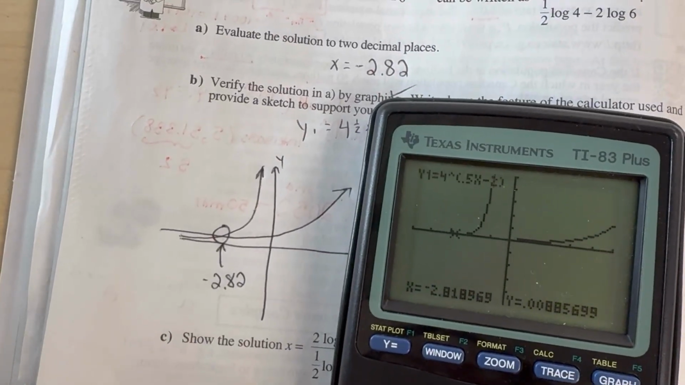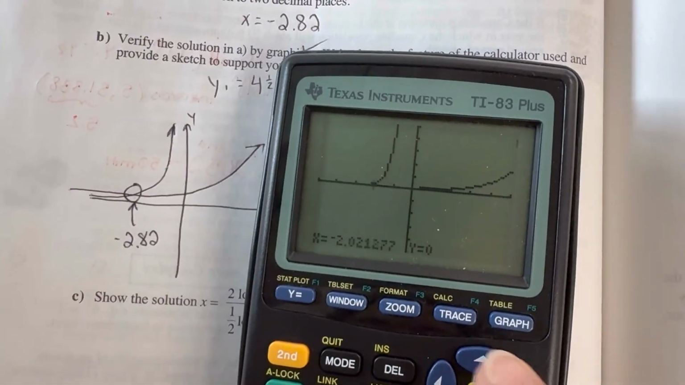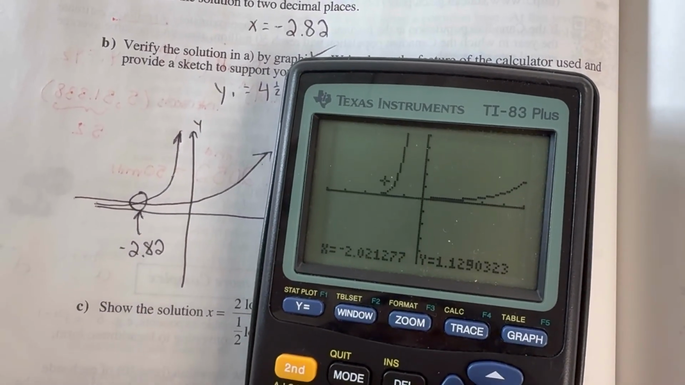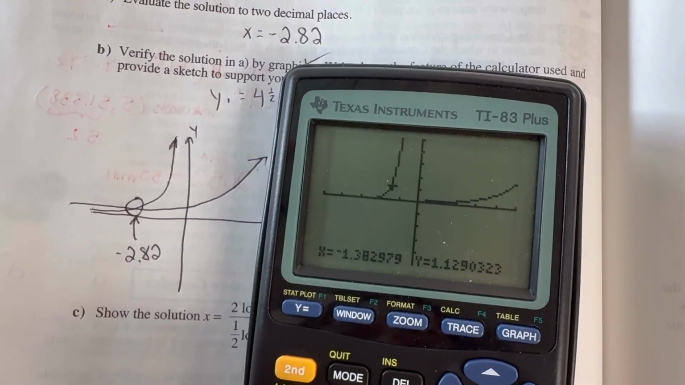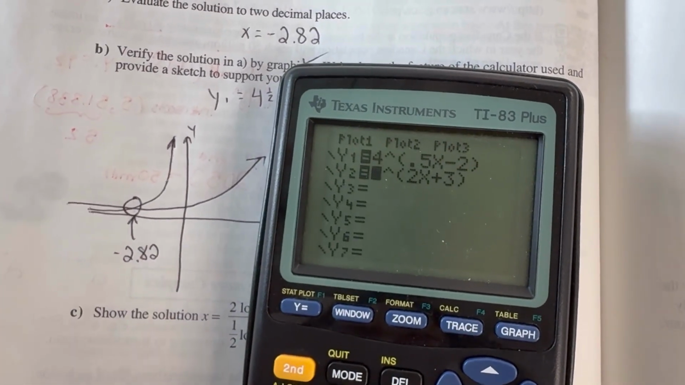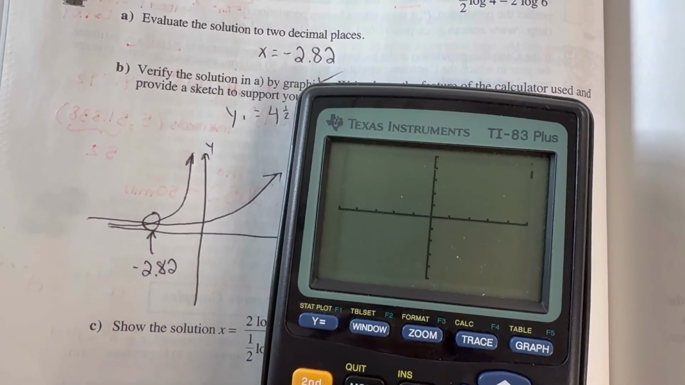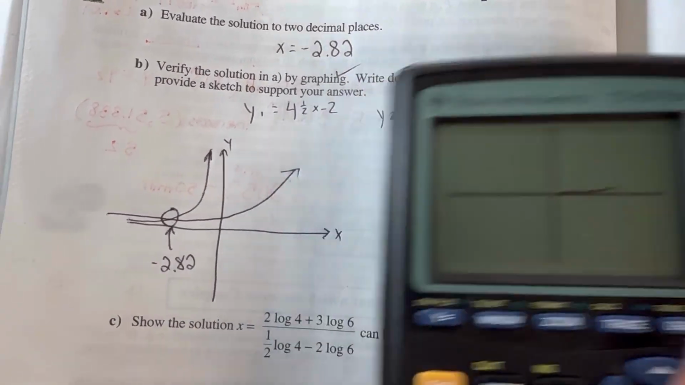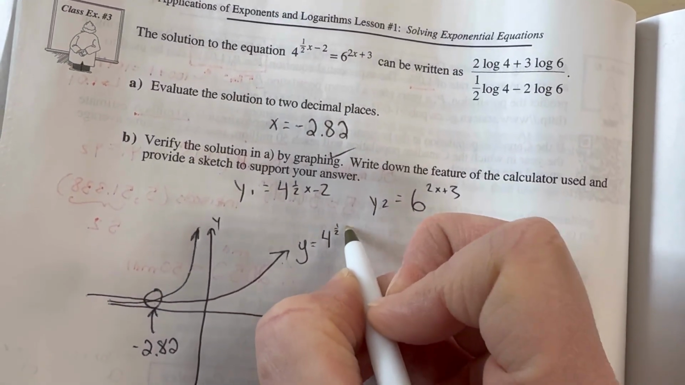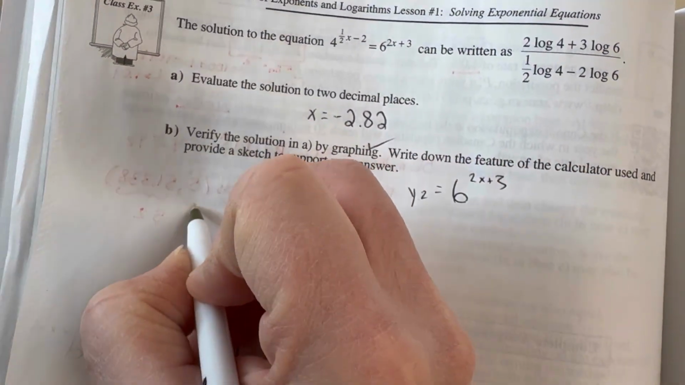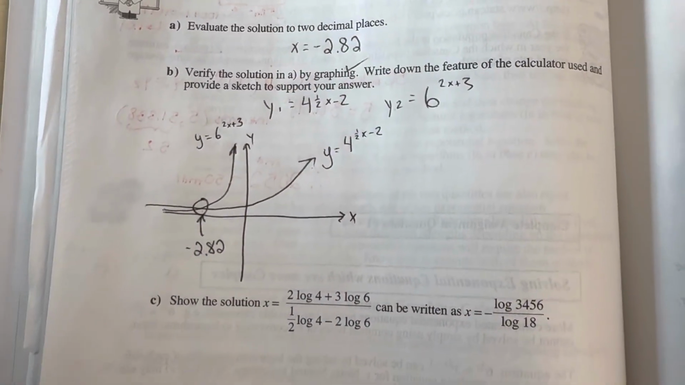Okay, so then this one, in order to figure out which one, you can just trace, or can I figure it out? Let's see. If I go to my y equals and then I just delete this one and graph it, then the one that's left is the base 4, which is this one right here, 4^(1/2 x minus 2), and then that means this one is 6^(2x plus 3).